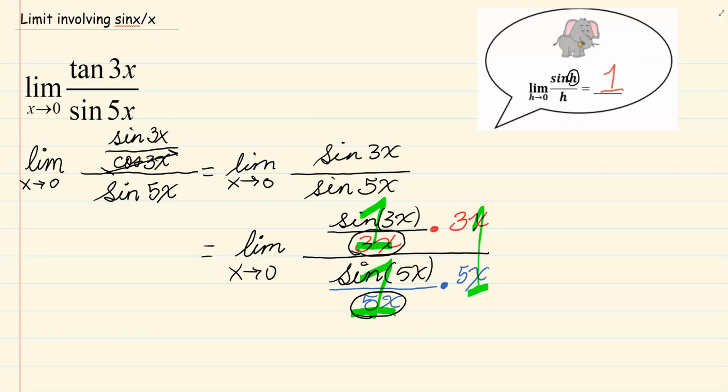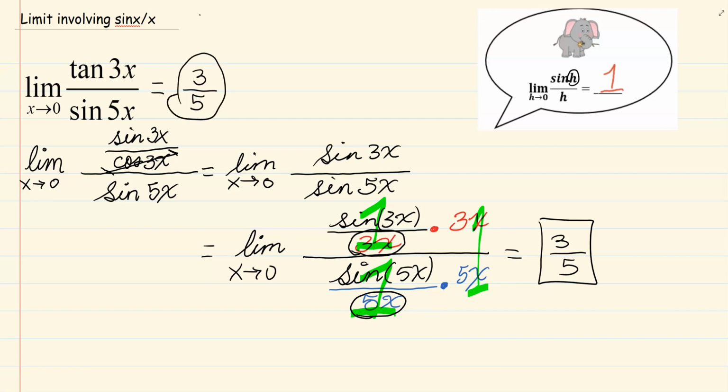So what you really have is just 3 over 5. And that is the limit of tangent 3x divided by sine 5x: 3 over 5. That is it. So remember that pink elephant? The limit as h goes to 0 of sine h over h is 1.